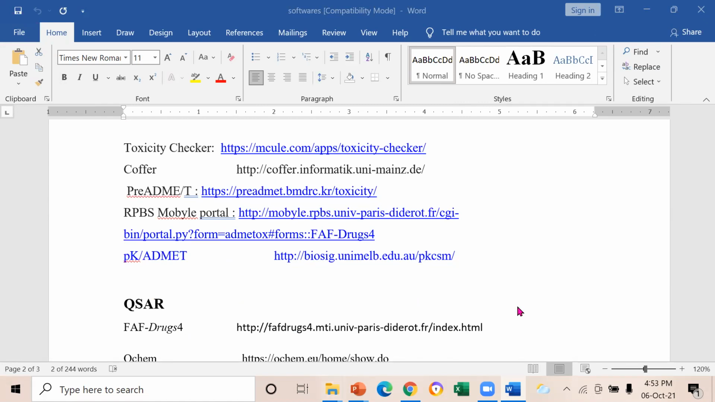There are many softwares there. I will share this Word document later with you. You can just try it out.